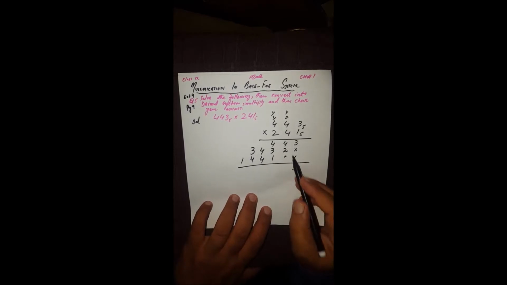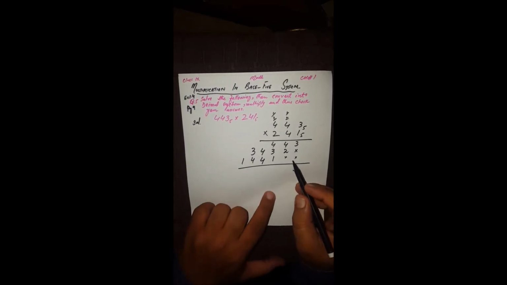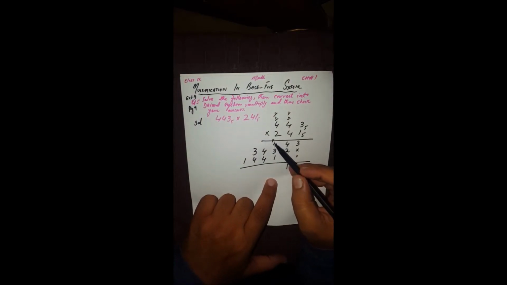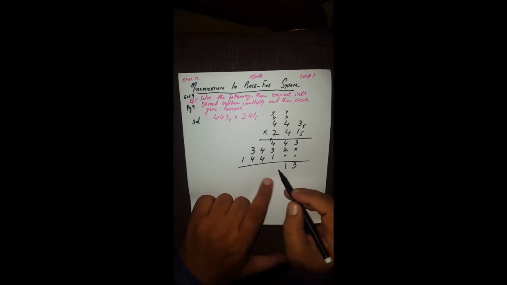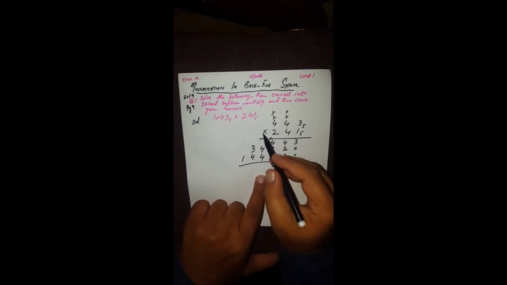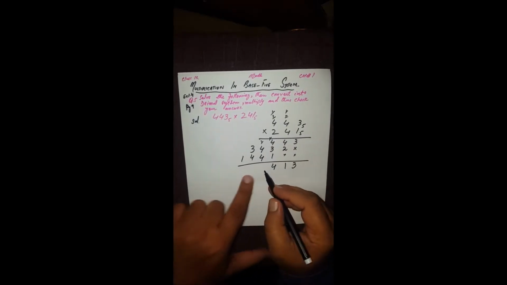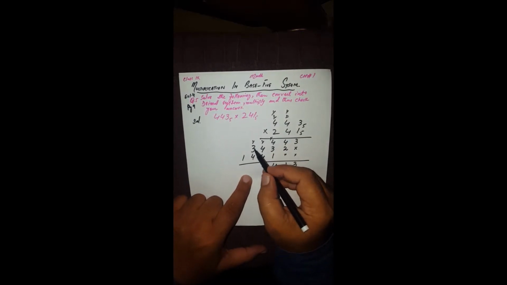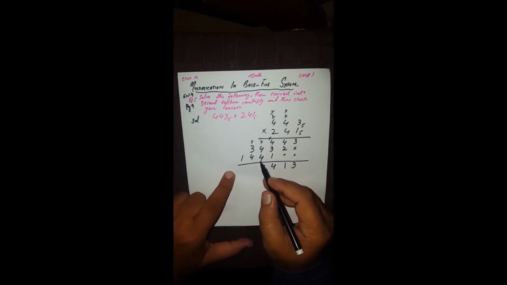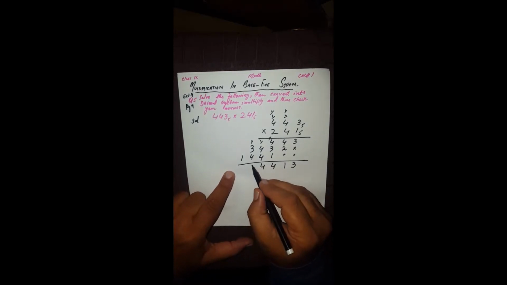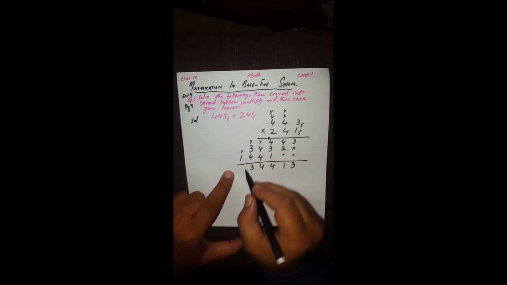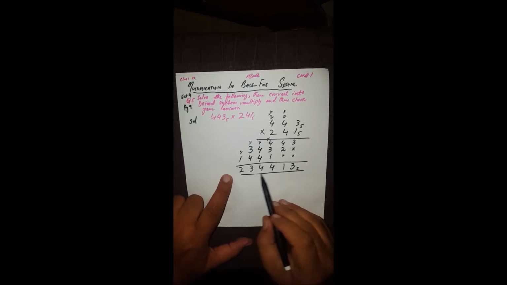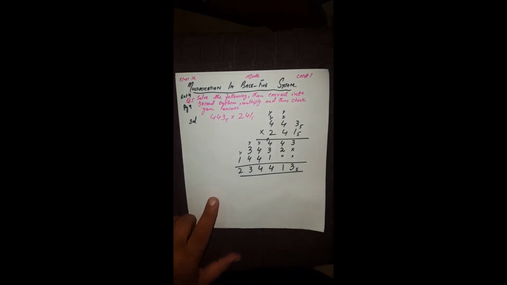3, 4 plus 2, 6. 6 means 11, 1 carry. 4, 5, 6, 7, 8, 9. 9 means 14, 4, 1 carry. 4, 4 are 8, 9. 9 means 14, 4, 1 carry. 4, 3, 7 or 8. 8 means 13. Carry 1, 1 or 1, 2. The result is 2, 3, 4, 4, 1, 3.